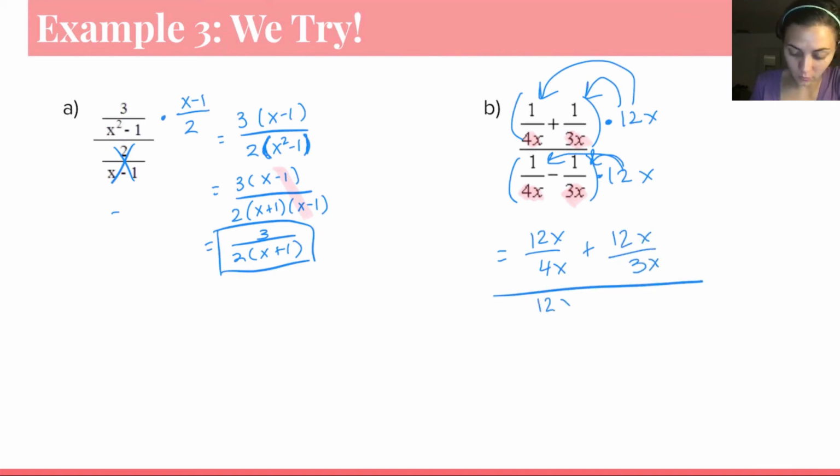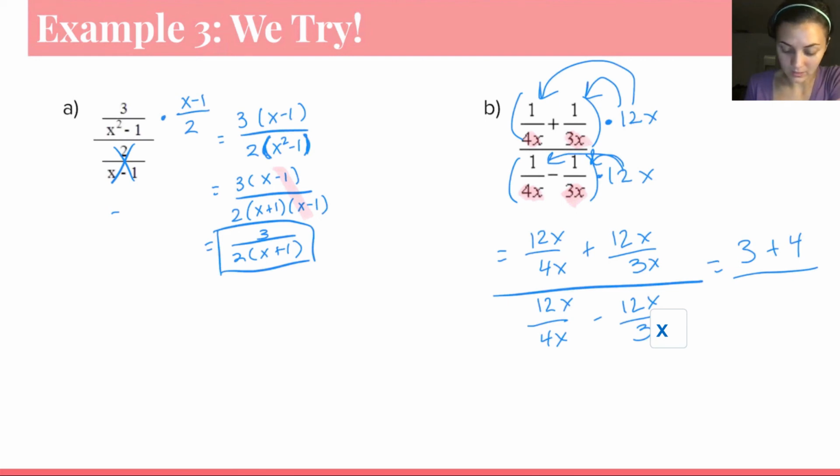I'm showing all the work. You could also do some of this work in your head, because I'm sure some of you are already canceling stuff out. So 12x divided by 4x is 3. 12x divided by 3x is 4. 12x divided by 4x is 3 minus 4. So this is 7 over negative 1, which equals negative 7.